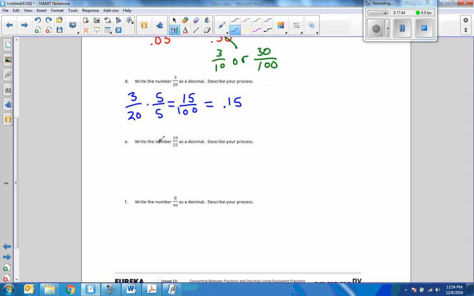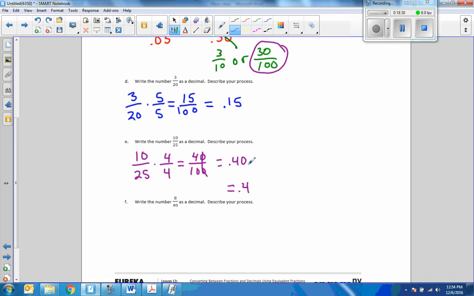E, write the number 10/25 as a decimal. 10/25 times something over something equals, and I want a 10 or 100 or 1,000 here. We usually like to work our way up, because if we go backwards, we start dealing with decimals and fractions. So 25 times 4 is 100. 10 times 4 is 40. So I could write this as 40/100, but what I would tend to do is get rid of these zeros and reduce first, and now it's 4/10, which is 0.4.